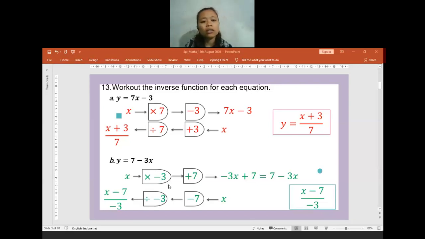Okay. Can I move to the next question, or is there anyone who needs to see or needs more explanation in question 13AB?